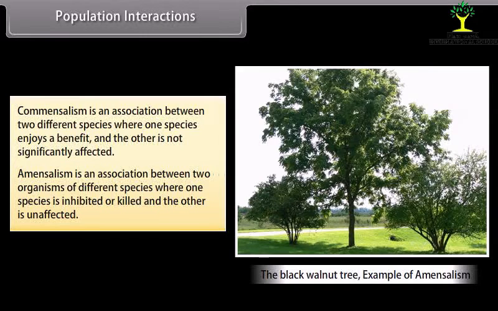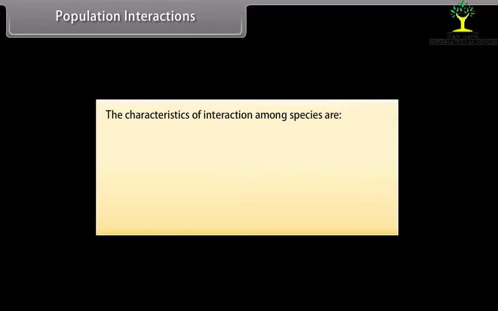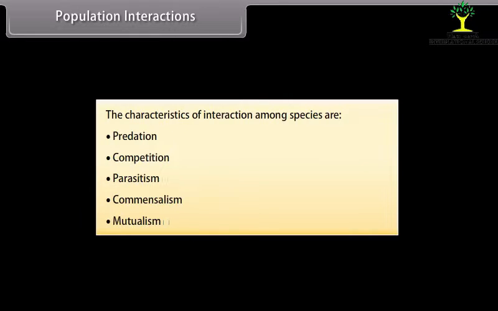Amensalism is an association between two organisms of different species where one species is inhibited or killed and the other is unaffected. The characteristics of interaction among species are predation, competition, parasitism, commensalism, mutualism.